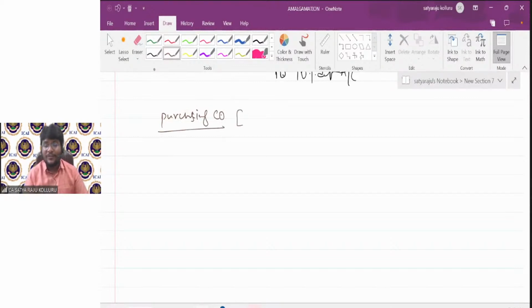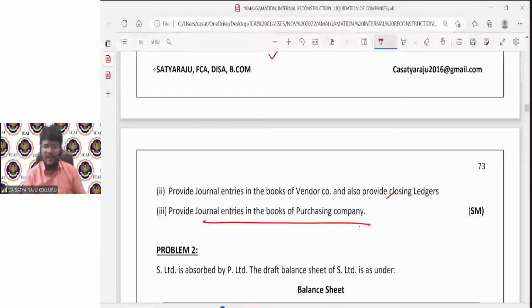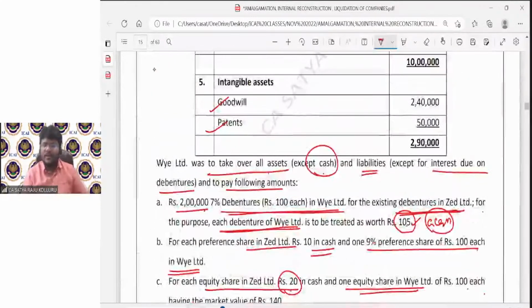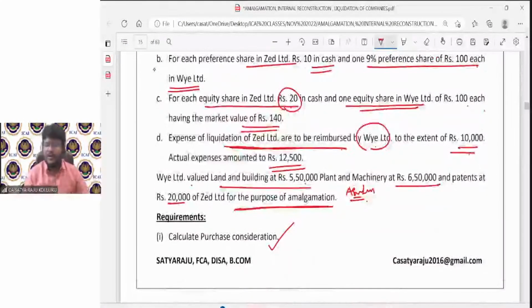Amalgamation. Which method of amalgamation? Amalgamation in the nature of purchase. How do you know? Can anyone please give your answer? How do you know it is amalgamation in the nature of purchase and that we should apply the purchase method? It is clearly given that some of the assets and liabilities are not taken over. Cash is not taken over by the purchasing company. One of the liabilities is not taken over by the purchasing company. And moreover, the assets taken over by the purchasing company are at more or less than the book value of the selling company. That's why definitely it is amalgamation in the nature of purchase only.